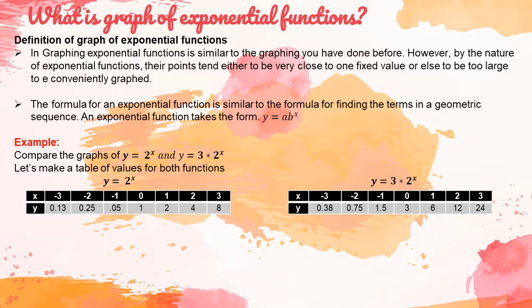Next, another po. 2 raised to negative 2 is equal to 0.25, or kapag fraction po natin yan, pwede pong maging 1/4. Next, 2 raised to negative 1 is equal to 0.5 or 1/2. Kapag fraction po natin siya. 2 raised to 0 is equal to 1. 2 raised to 1 is equal to 2. 2 raised to 2 is equal to 4. 2 raised to 3 is equal to 8.